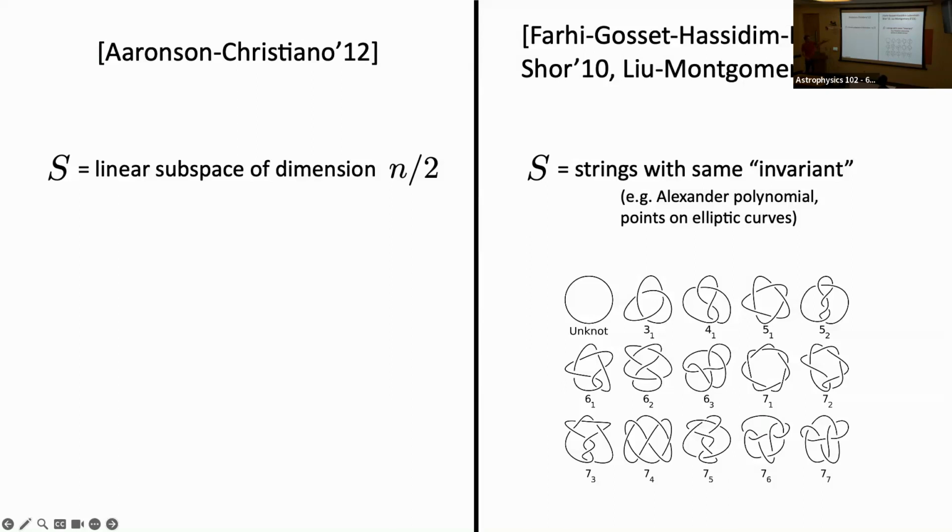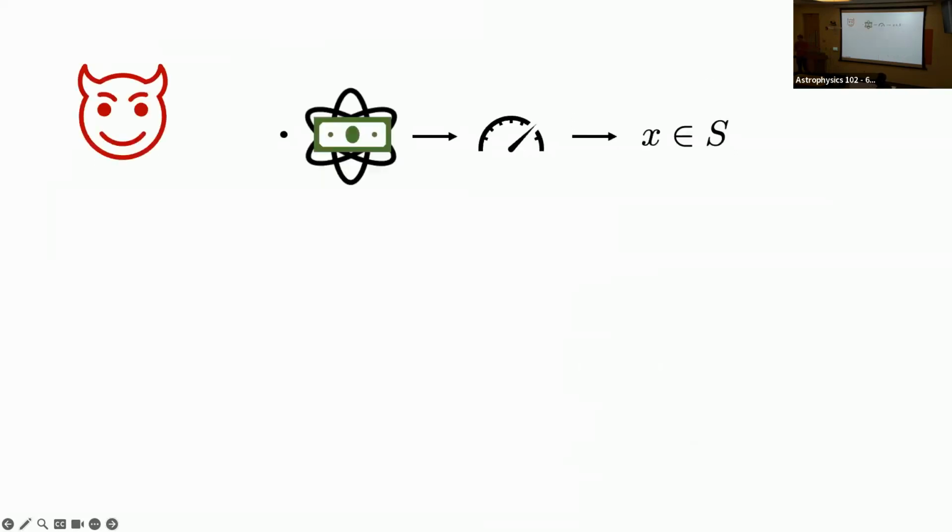So the set S is going to be the set of knot diagrams with the same invariant, for some invariant; I won't choose which value of the invariant. And we also give another protocol based on elliptic curves. Okay, but there's a problem so far with this approach.